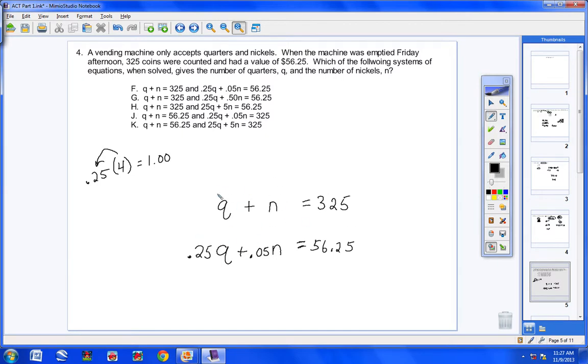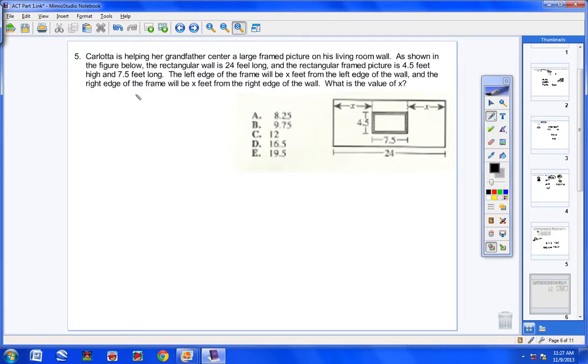This is the system of equations that would give you how many quarters and how many nickels that you have. And by the way, here it is right here. Number 4 is letter F, I believe. Let's see, Q plus N. Yes, that is the answer, letter F. Okay, let's continue on to number 5.